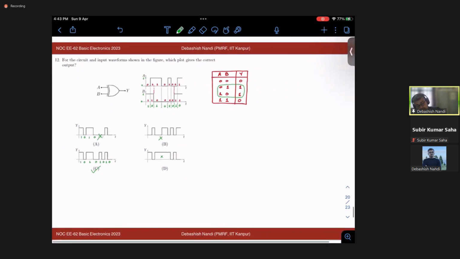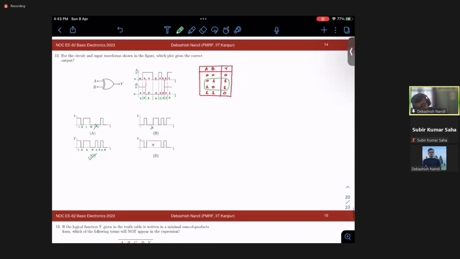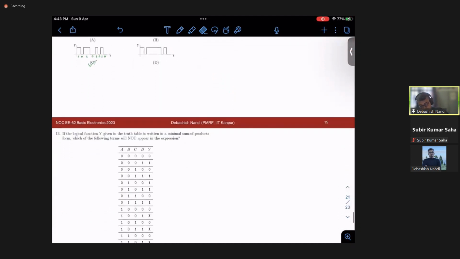In this manner, you can simply see, this is just to make sure you visualize the pulse trains also. These problems are nothing else but to mix and match the inputs. A very simple XOR gate problem. Next, moving on to problem number 13.